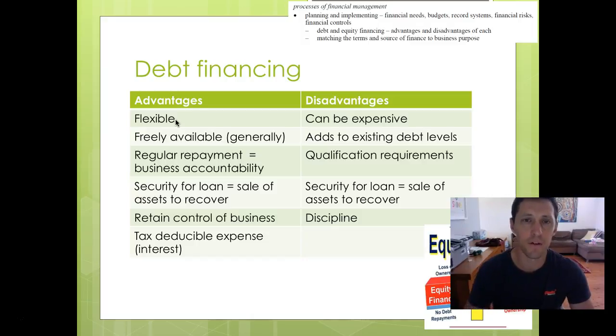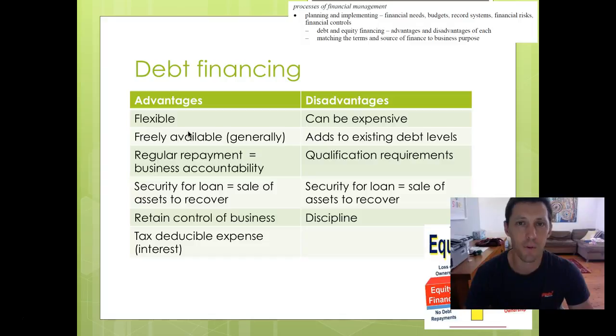Generally, debt is quite freely available. So the second point here, it's generally freely available. You can go to a bank, you could issue bonds, you can go to a finance company, you could go to a credit union, for example. Or you could issue unsecured notes, debentures, commercial bills. So it is freely available, partly because of the number of different ways that debt can be achieved or sought.